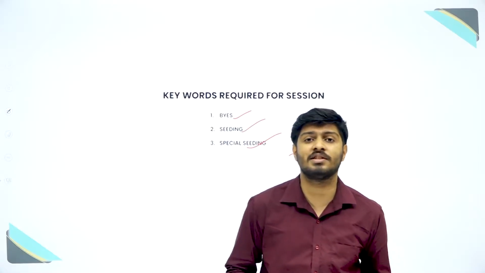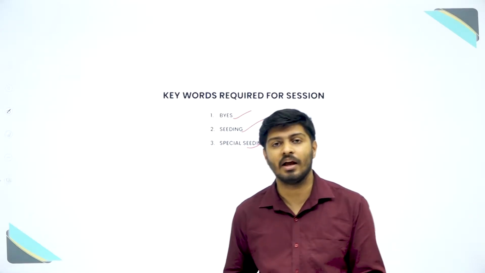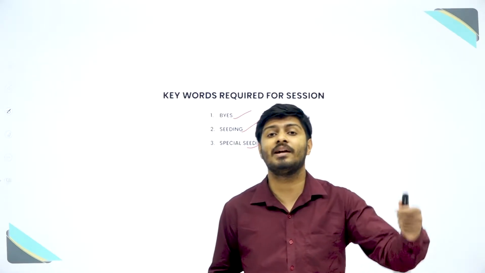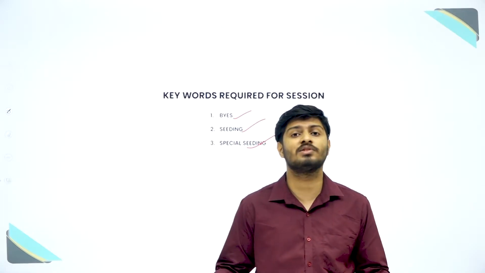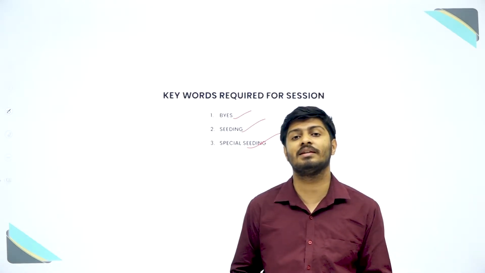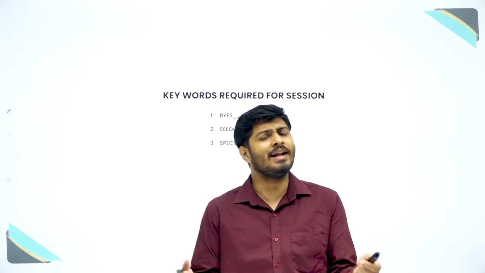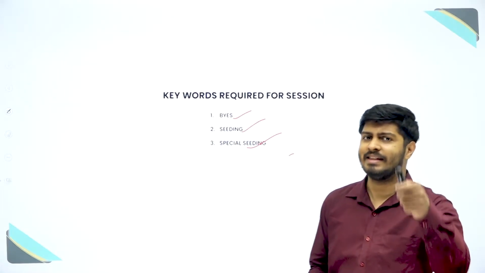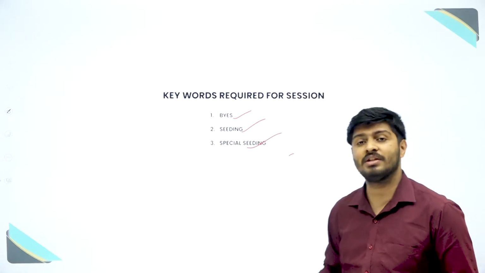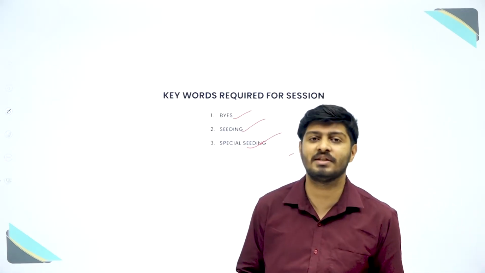To avoid such a situation, we create seeding, where we make sure that the strongest teams don't compete with each other until later in the tournament, that is the quarterfinals or semi-finals. So keeping the strongest teams on different sides of the fixture is again called seeding. If that is seeding, what do you mean by the next keyword in our keyword list, that is special seeding? Now what do you mean by special seeding?